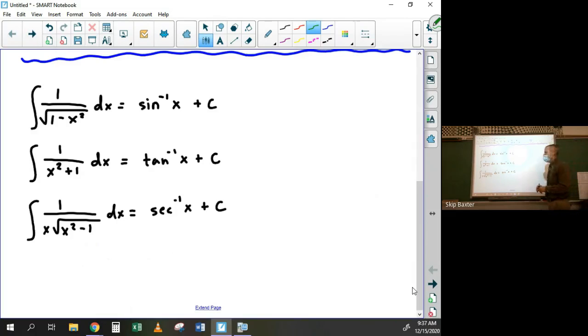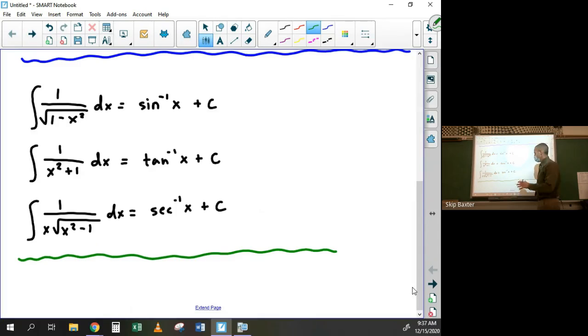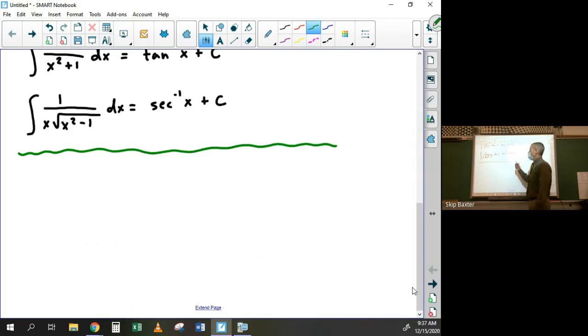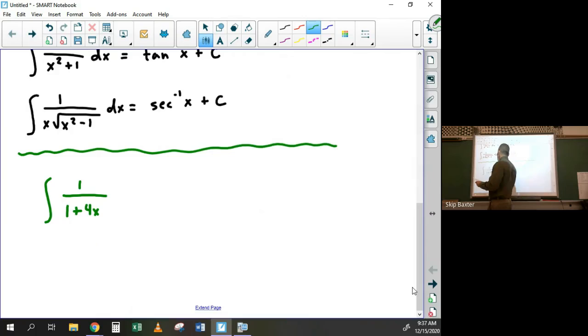Okay. All right. So more often than not, the question won't look exactly like this, which is why we're spending a day on it today. Sometimes it'll involve u substitution or some other little process to make it look like those. For example, suppose you have something like the integral of 1 over 1 plus 4x squared.